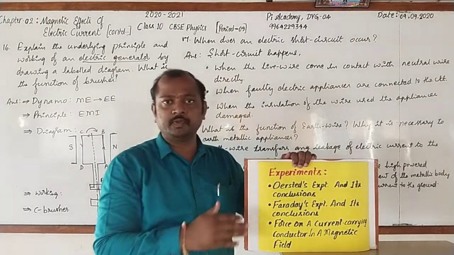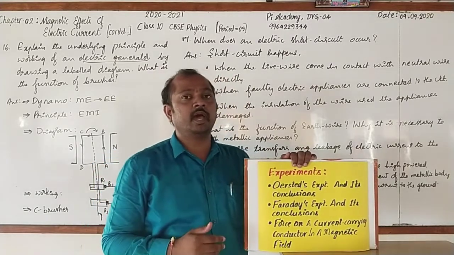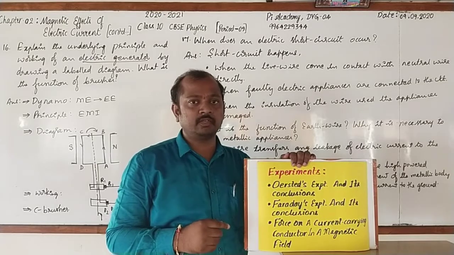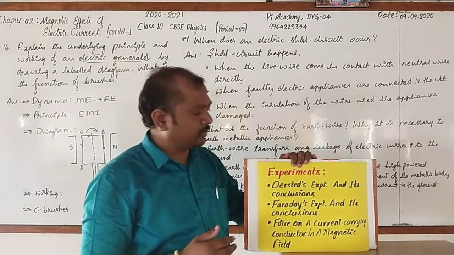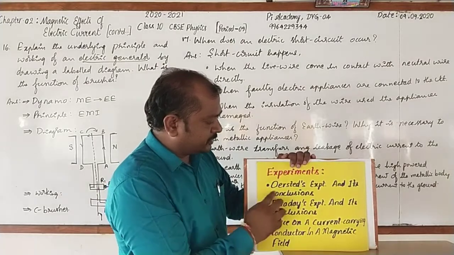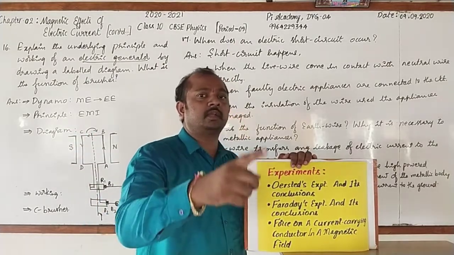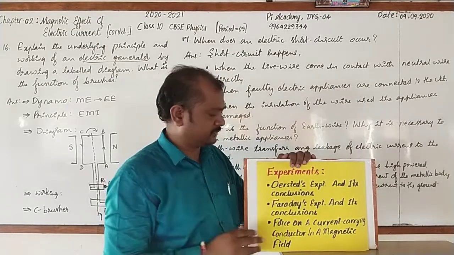And the direction of deflection of the needle can be known by using a rule called Ampere's swimming rule. Right? Hope that you might have remembered that. Next. Conclusion, it's very simple. When the current flows through the conductor, a magnetic field is produced around it.